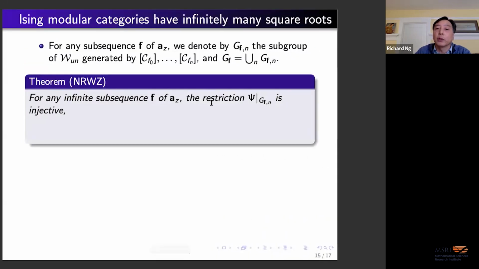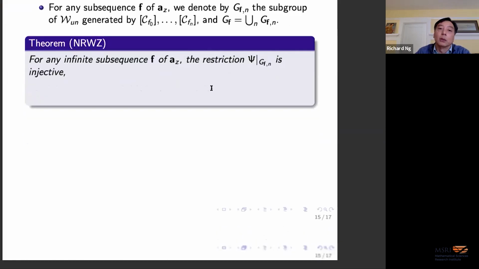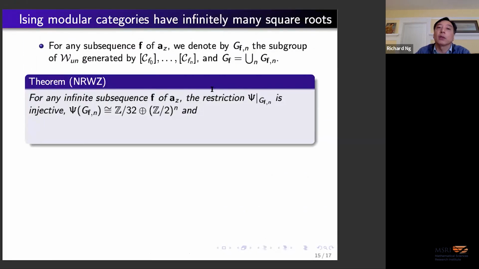Then first we show that the restriction of each of these finite components G_Fn is injective. In other words, we know the structure of this group if we know the image of these classes, and we generate a group by the image of these classes. In fact, we can show that this is isomorphic to the cyclic group of order 32 direct product with the elementary 2 group of rank n. So each n gives you such a group structure, of course.